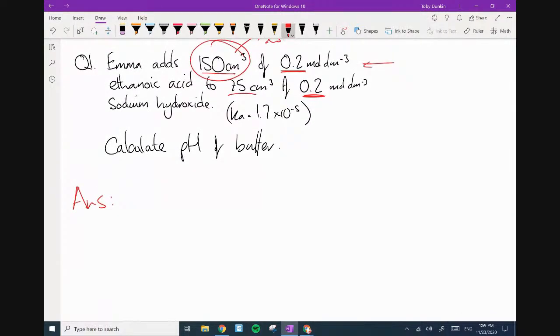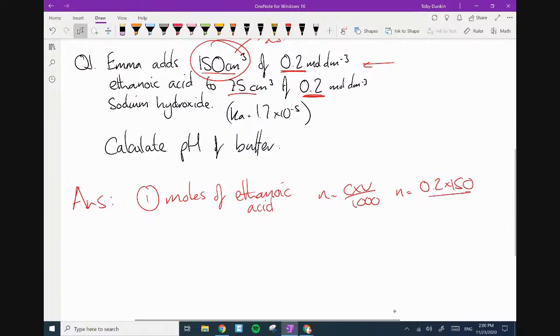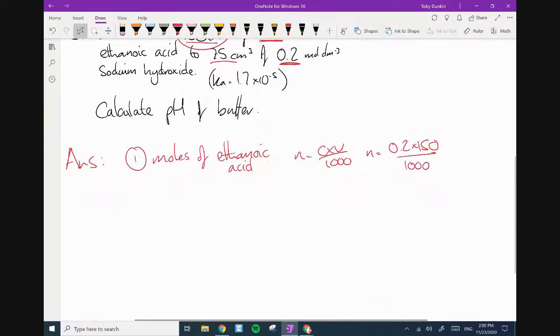step number one, I've got to do the weak acid. So number one, moles of weak acid. I'll actually put ethanoic. It's good to do so. Moles of ethanoic acid. So I'm going to go number of moles equals C times V over 1,000 because I'm in centimeters cubed. Number of moles is 0.2 times 150 over 1,000. Right, let me get my answer. My calculator is still the sticky one, so I'm doing my best just to make sure I'm hitting all the buttons correctly. 0.03 moles.